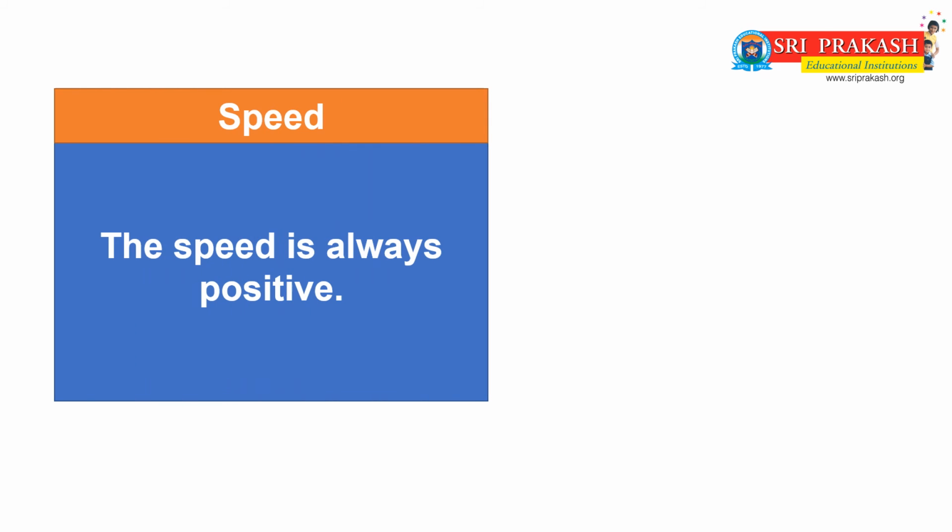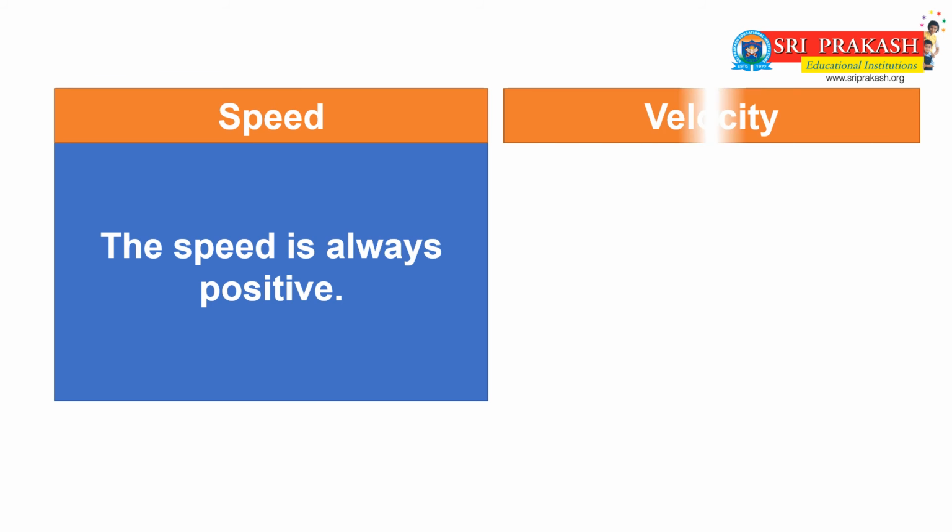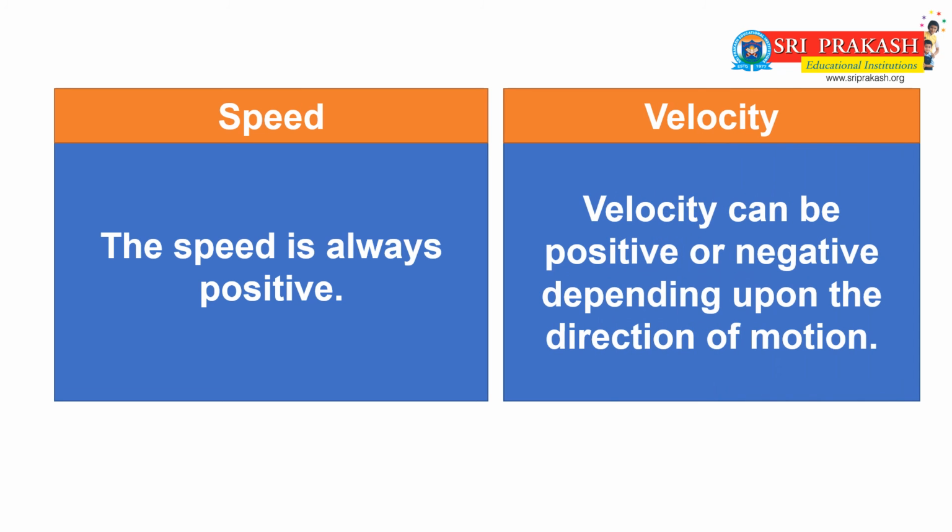Speed. The speed is always positive. Since it's a scalar, only the magnitude is considered. So as the vehicle moves, it will always have a positive value for speed. Velocity. As it is a vector quantity, it can have positive, negative and zero values depending on the initial and final positions and the direction of motion.